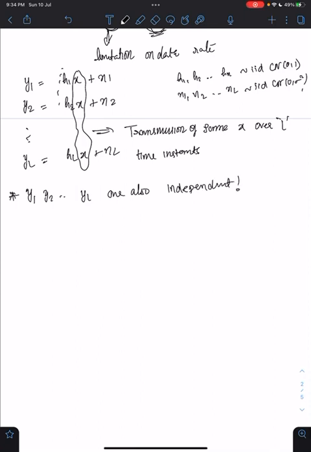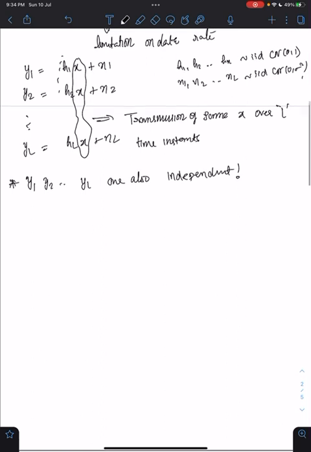In fact, y1, y2, yL are also independent. Yeah, this comment will suffice as of now. And so y1 has absolutely no dependence on y2, and y2 has absolutely no dependence on yL.